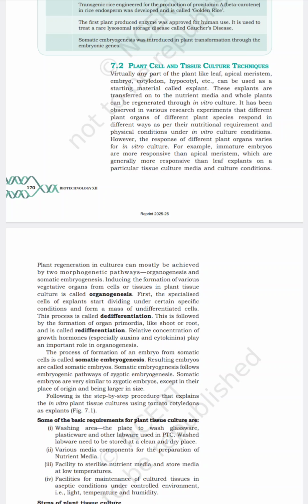The main part of tissue culture is the explant. Any part of the plant, like a leaf, apical meristem, embryo, cotyledon or hypocotyl, can be used for the process, and that material is known as the explant.